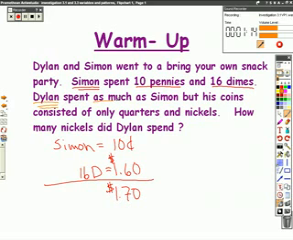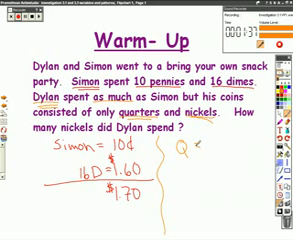Now the question is, we know Dylan spent just as much as Simon did, but his coins consisted of only quarters and nickels. The ideal way that I would do it is to start with quarters first and figure out how many quarters I can get out of $1.70.